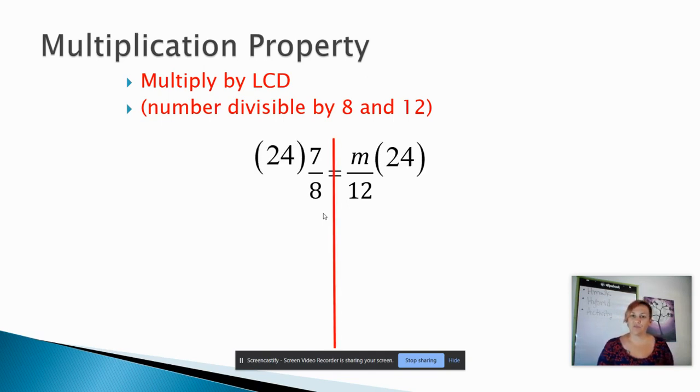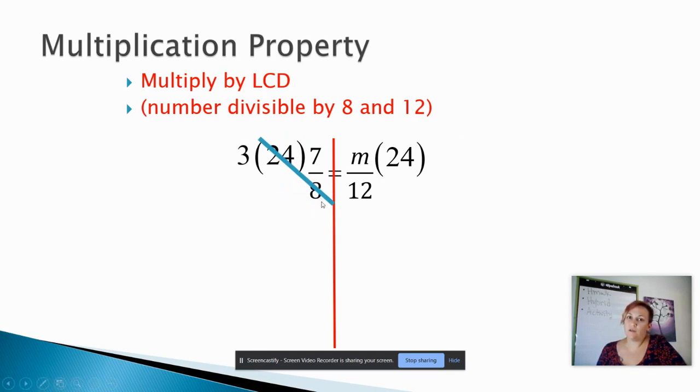And notice that I wrote the 24 on top. What will happen is when you multiply by the 24 on top, and you have this over 8 on the bottom, that is actually dividing by 8. So even though I'm multiplying by 24, I'm actually doing 24 divided by 8, and that divides nicely. That's why we chose 24. Okay, so 24 divided by 8 is 3.